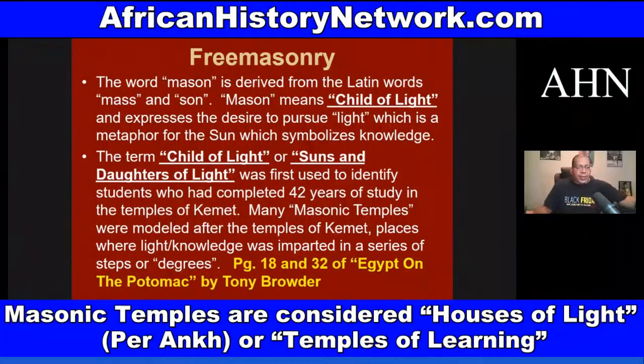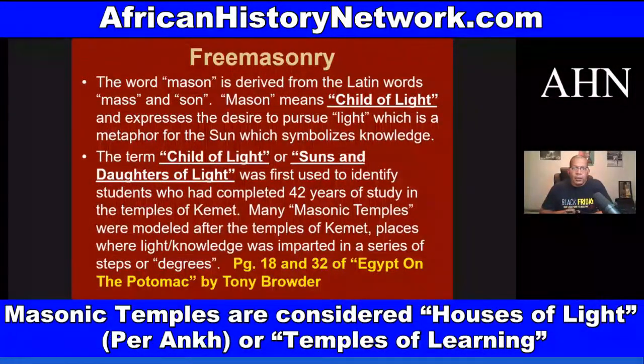The term child of light, or sons and daughters of light, was first used to identify students who had completed 42 years of study in the temples of ancient Kemet. Many Masonic temples were modeled after the temples of ancient Kemet, places where light or knowledge was imparted in a series of steps or degrees.